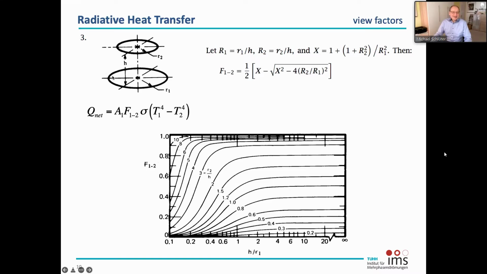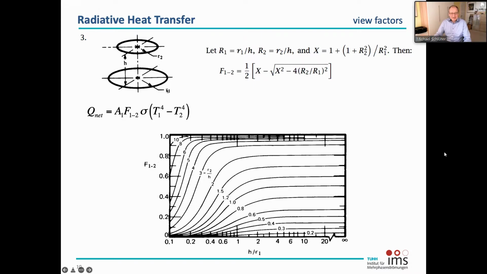And the third example are two parallel circular plates here. And for this situation, we can use this kind of equation here. So with the radii from the upper plate and the lower plate, we use the ratio between the radius and the distance. Here is r divided by h and r2 divided by h, and with that we can calculate x, and with x we can calculate the view factor, or we can read it out here from this diagram.